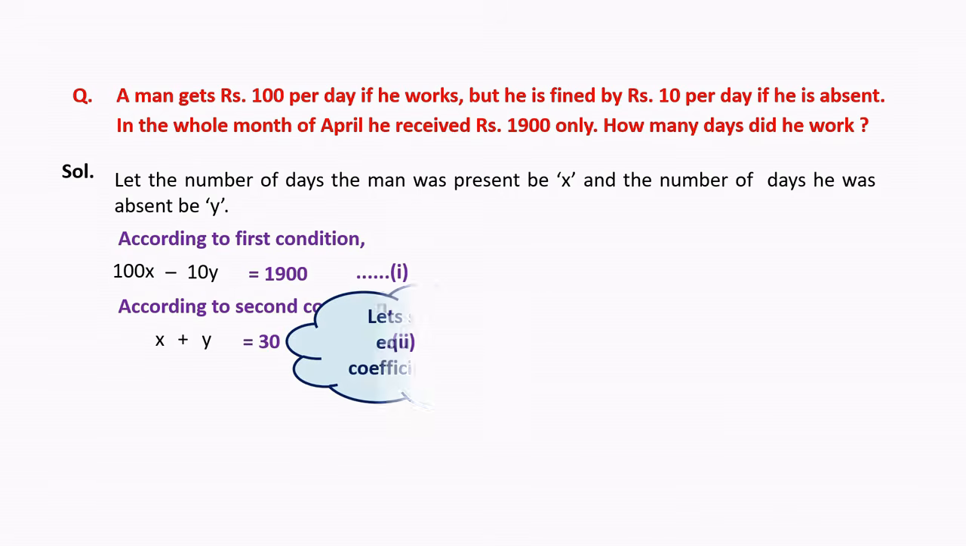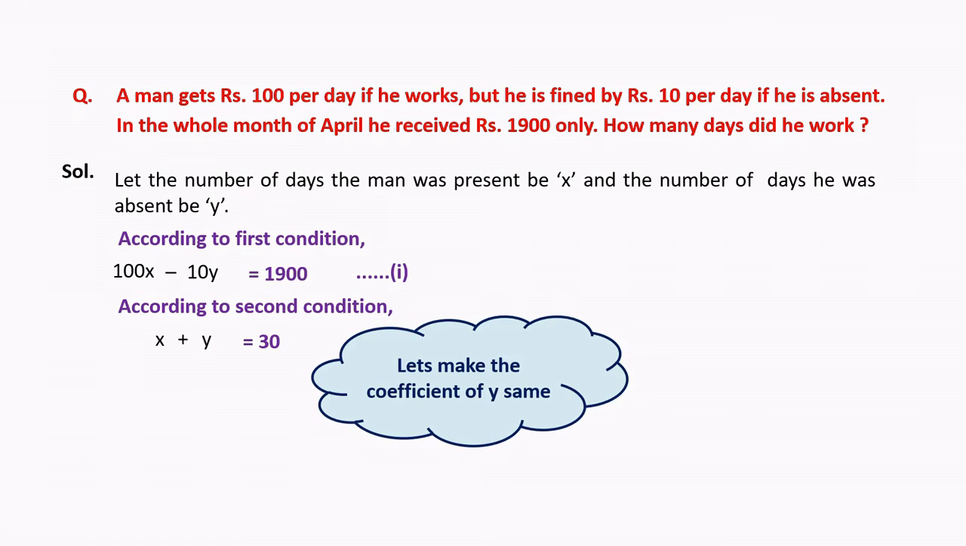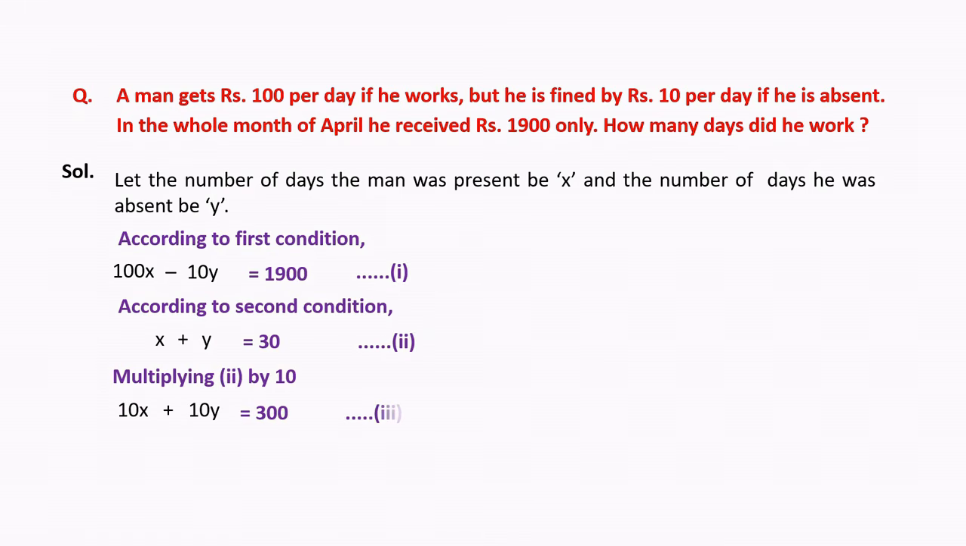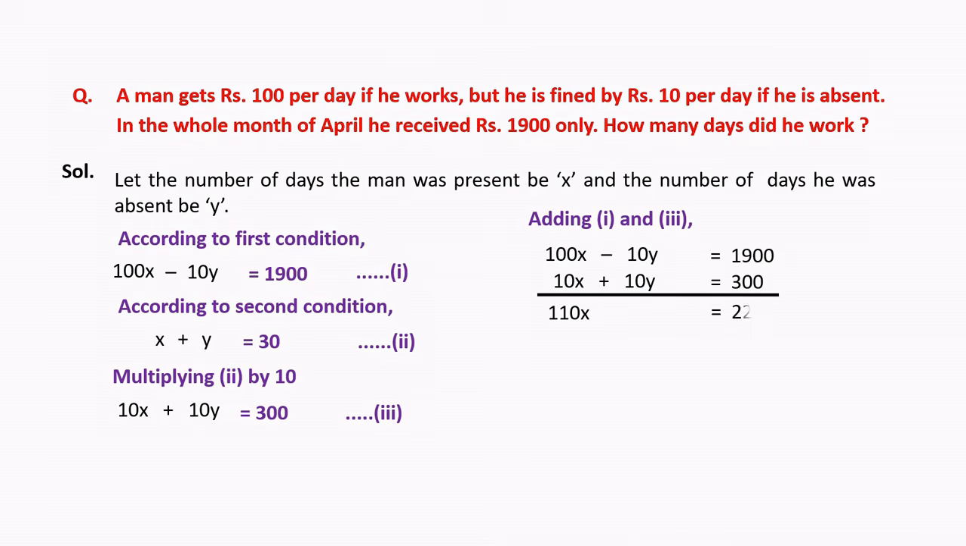This is our second equation. Now, let us solve. Multiply the second equation by 10. 10x plus 10y equals 300. Now add both equations. 100x minus 10y plus 10x plus 10y equals 1900 plus 300. This gives 110x equals 2200. So, x equals 20. Therefore, the man worked for 20 days.